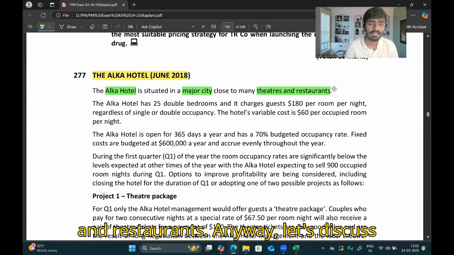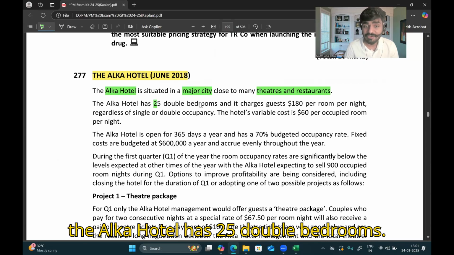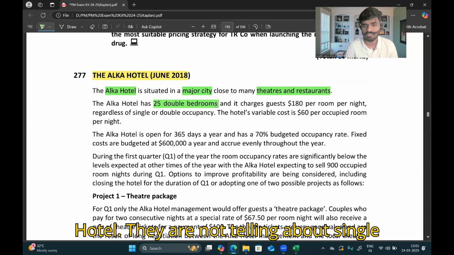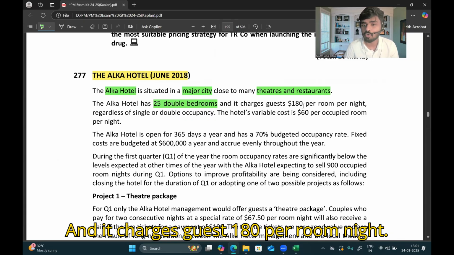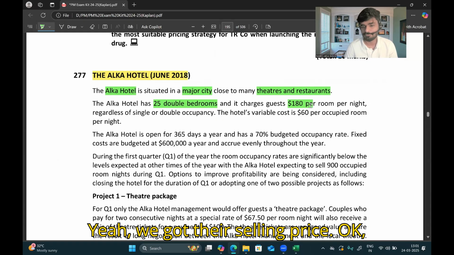Anyway, let's discuss. The Alka Hotel has 25 double bedrooms. They are not telling about single bedrooms. There are only double bedrooms, and it charges guests $180 per room night. Yeah, we got their selling price.